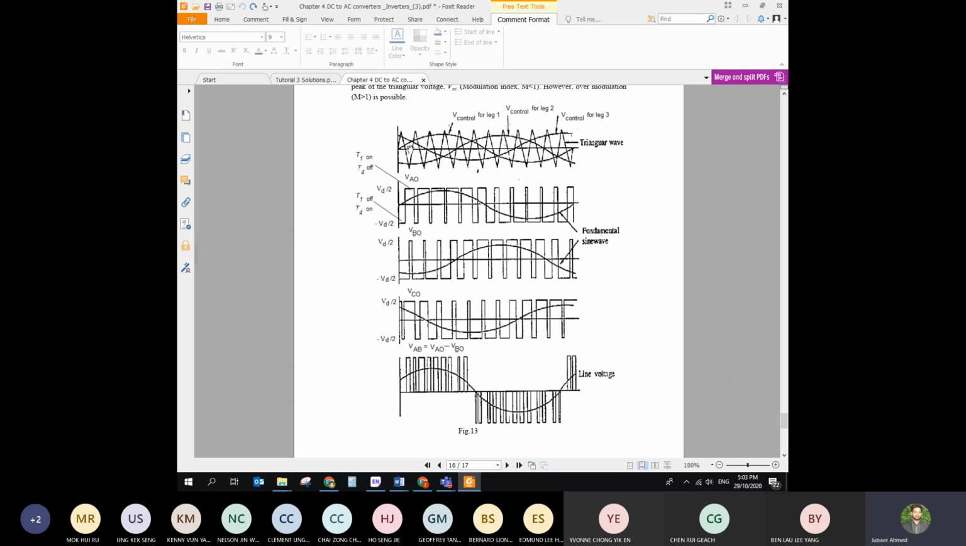For this case, you can see this is your control signal, and this is the triangular signal. When the control signal is more than the triangle, this is open. Then when the triangular signal is more than the control signal, this is closed, or the negative, the other way around. Then again, if your control signal is more than triangular, it's a positive pulse, and otherwise it's a negative pulse. So by comparing two signals, the control signal and the triangular signal, we can generate pulses. This is the pulse for A, this is the pulse for B, and this is the pulse for C.